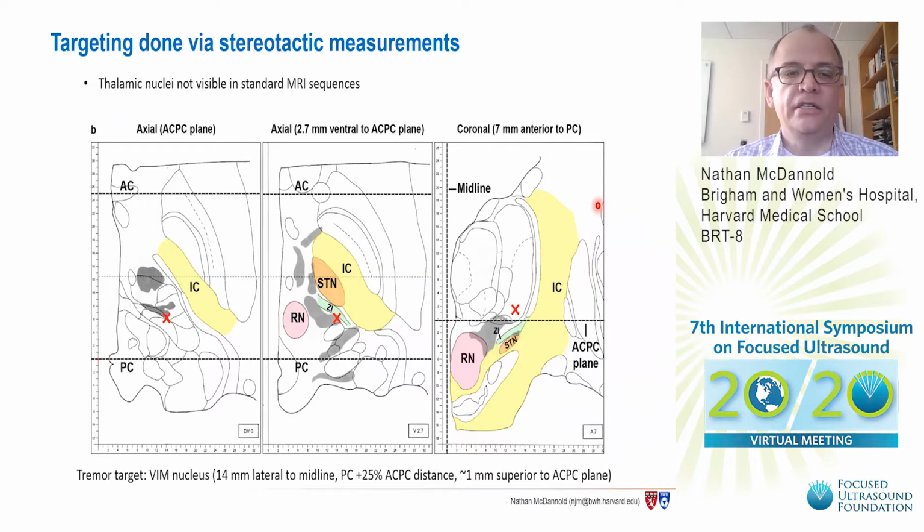Instead, what we use is atlas-based targeting. This is from the Morel Atlas, showing the standard target that we use. And we can see in the axial images that the target is very close to the internal capsule. We can also see that in the coronal images, showing that, again, the target typically will go right up next to the capsule.